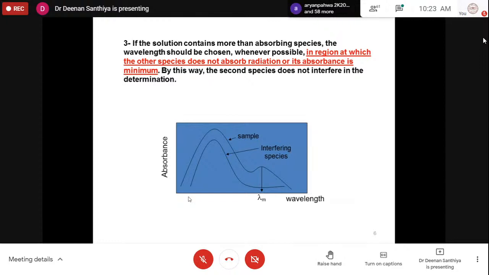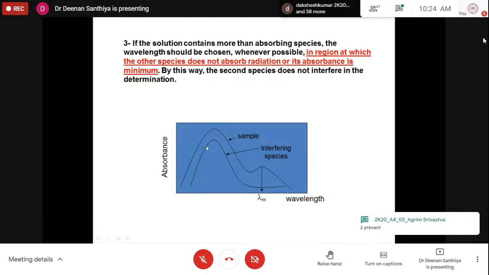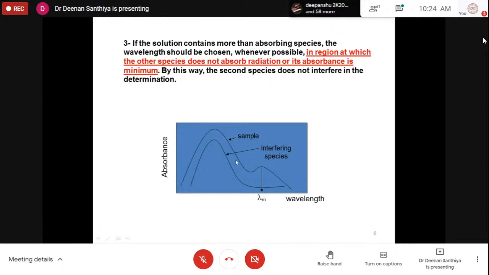Suppose your solution contains more than one absorbing species, for example methanol and ethanol. Both are different, so it should give two peaks like this. If only one peak appears, that means some interference or reaction is there between species 1 and species 2. That's why it is giving only one peak. That is called interference. Clear?